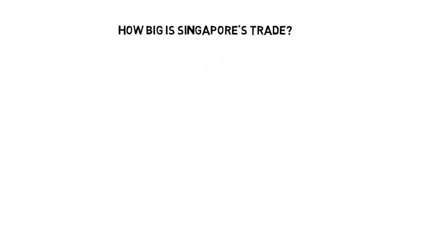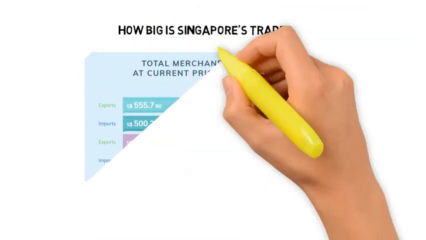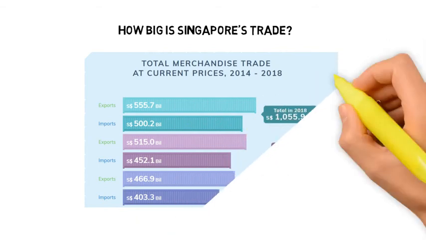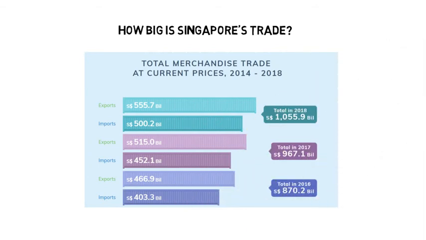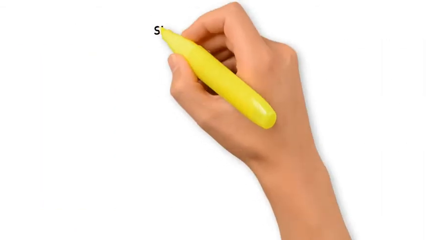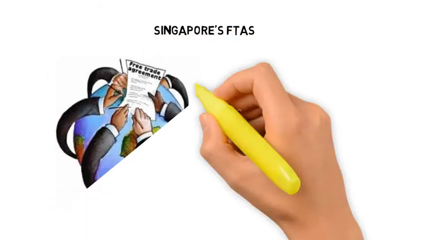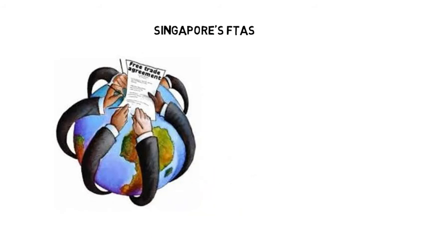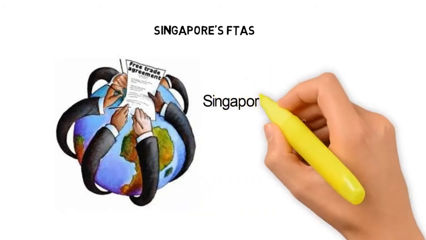How big is Singapore's trade in goods? The total imports and exports for Singapore has been growing at a steady rate and was recorded at more than 1 billion in 2018. One of the key contributing factors is Singapore's network of FTAs. In fact, Singapore has an extensive network of 13 bilateral FTAs and 12 regional FTAs.